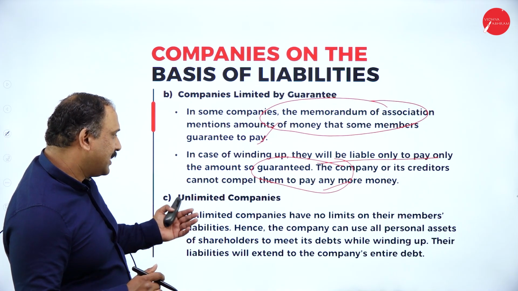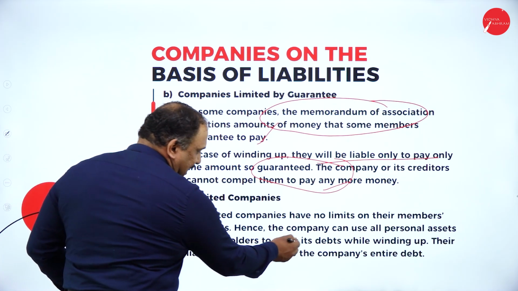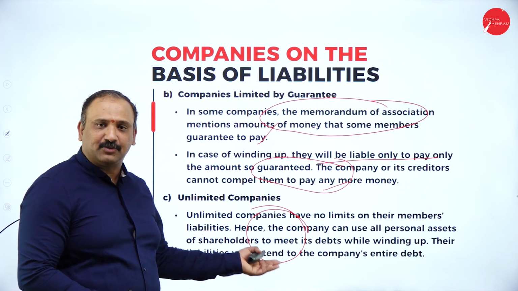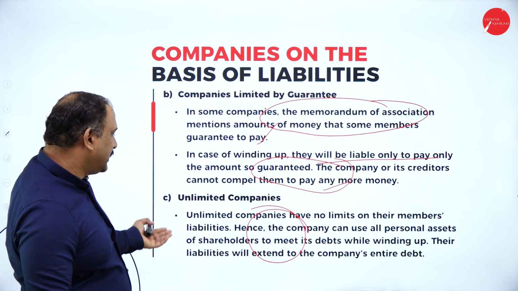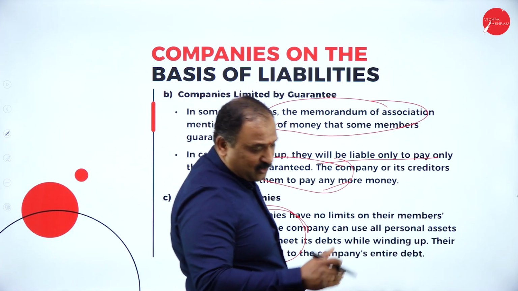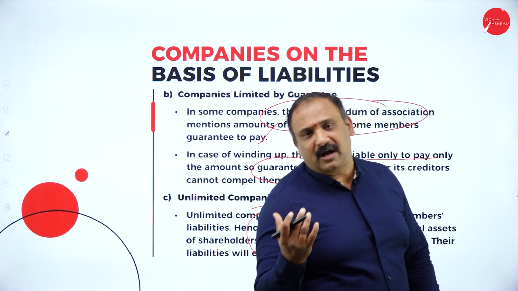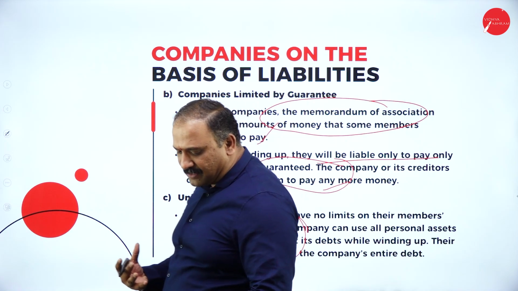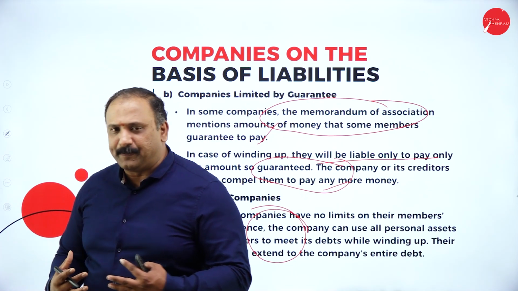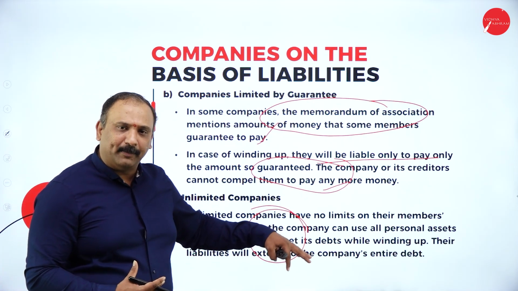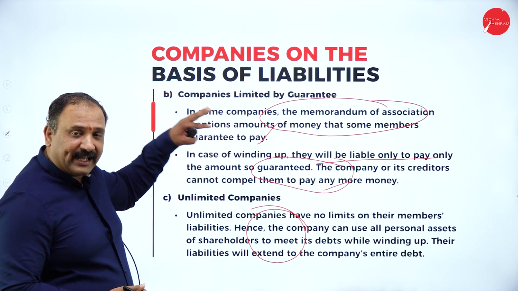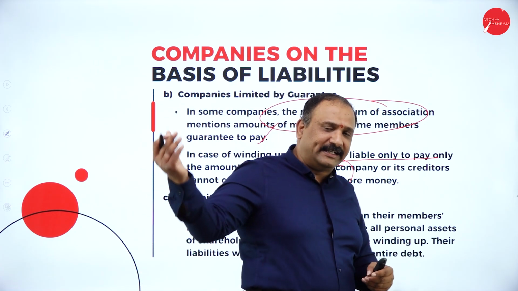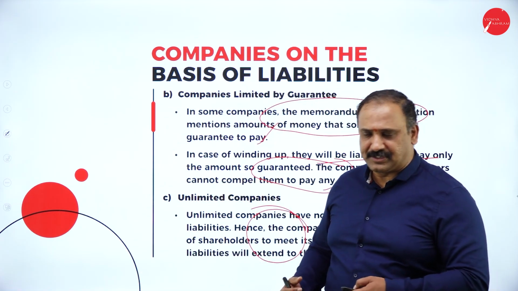Unlimited companies are one where there are no limits on the personal members' liability. The company can use all the personal assets of the shareholders to meet the debts while winding up. And this would extend up to the company's entire debt. Now, nobody goes in for an unlimited company because this is something where you are inviting debt at a very high level. The risk factors are very high. So people would not prefer to go in here. Why? Because until the end of the debt is completed, you can go ahead and wind up, taking away all the debts of the shareholder, pulling up all the personal assets.